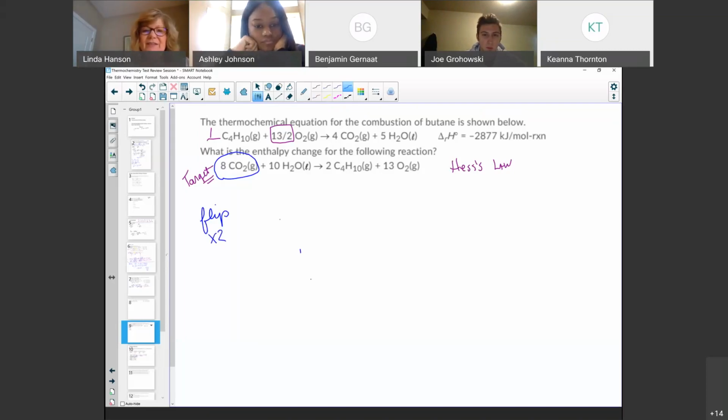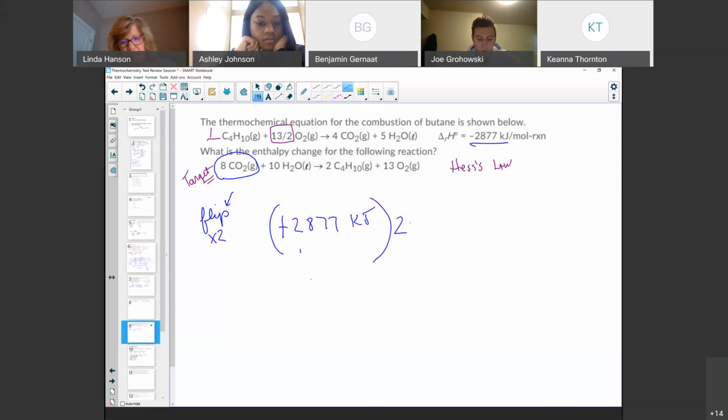So what does that mean for the negative 2877 kJ? When you flip the direction, the negative becomes positive, and when you multiply it through by 2, you double it. Beautiful, that's exactly right. So positive 2877 doubled is your reaction. See how simple they can become when you approach it from Hess's law? What do I have to do to this side to make it turn into this one?